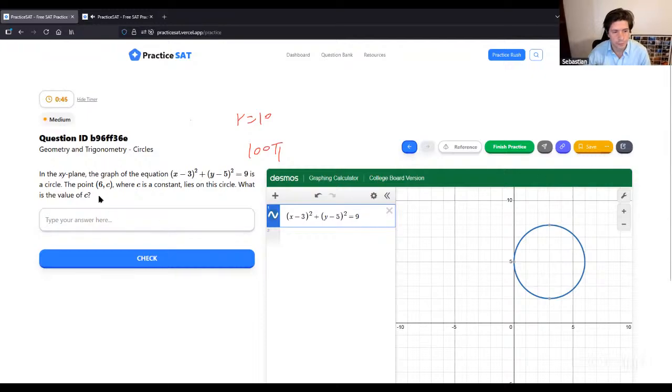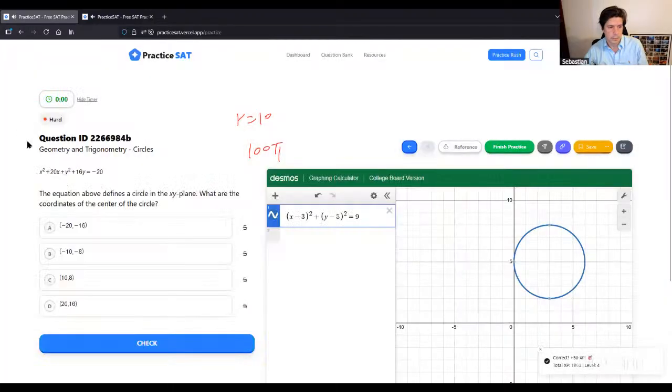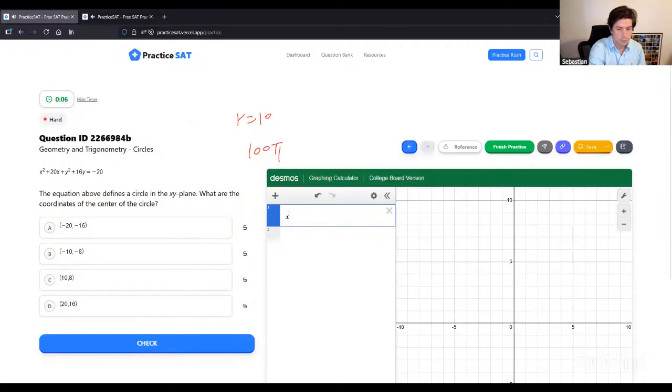squared. The point 6, C lies on the circle. So when it's 6, 5. Okay, this one I'm definitely just going to plug in. What are the coordinates of the center of the circle?